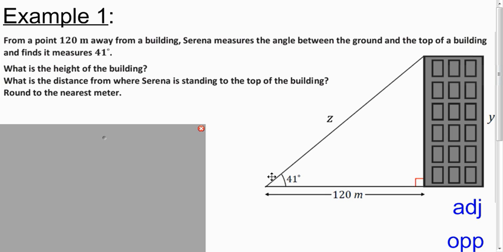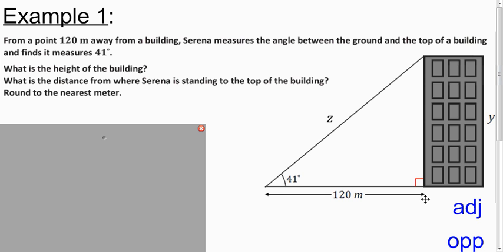Here, we have a person, Serena, and she knows the angle of elevation here, 41 degrees, to the top of the building. And she also knows how far away she is from the building, 120 meters. Using this information, we can figure out how tall the building is and how far away she is from the top of it. Now, those are two things that are going to be relatively hard to calculate. So instead, indirect measurement with trigonometry is going to be easier. So how do we go about this?